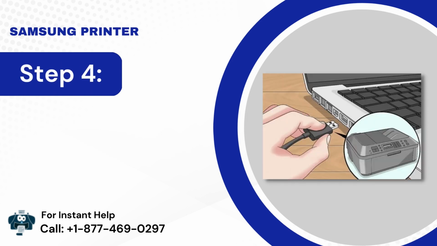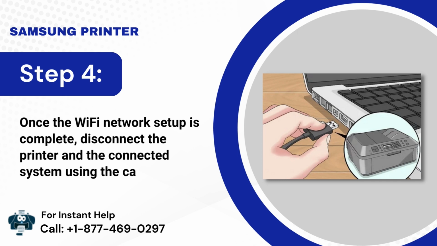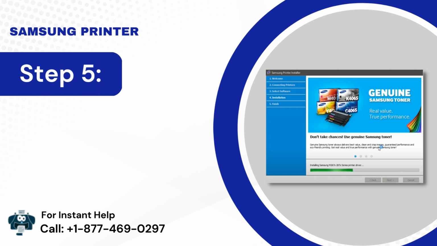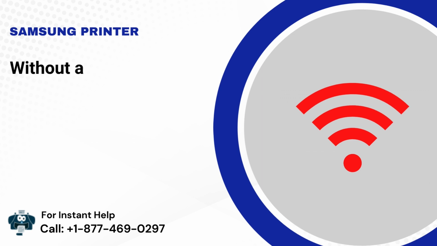Step 4. Once the Wi-Fi network setup is complete, disconnect the printer and the connected system using the cable. Step 5. Finally, click OK and follow the prompt instructions in the installation window. Without a cable.